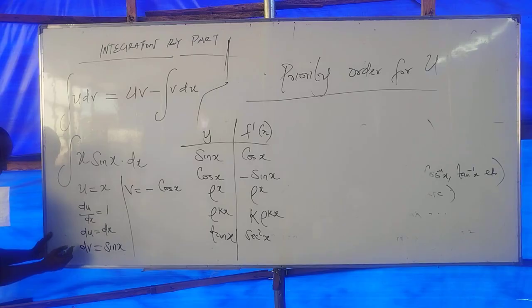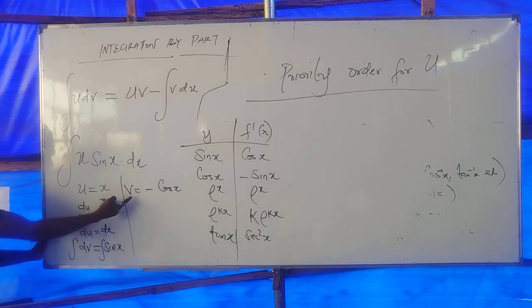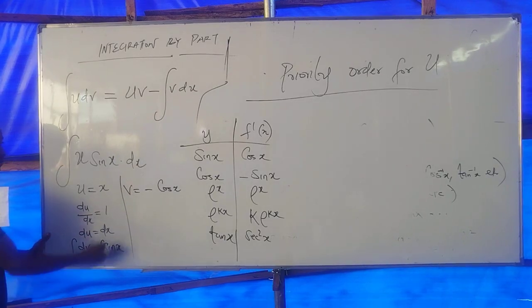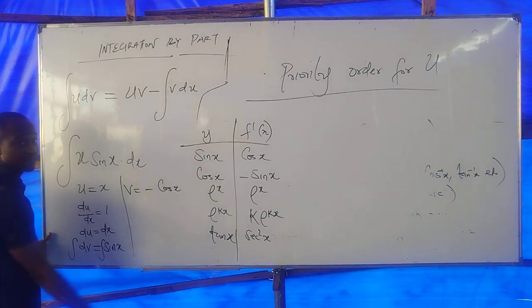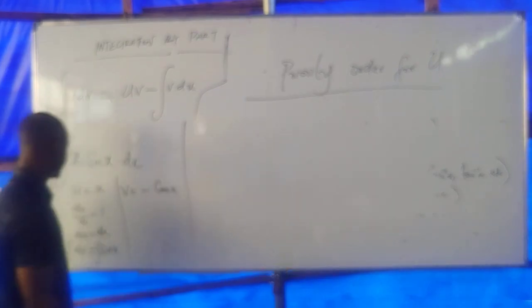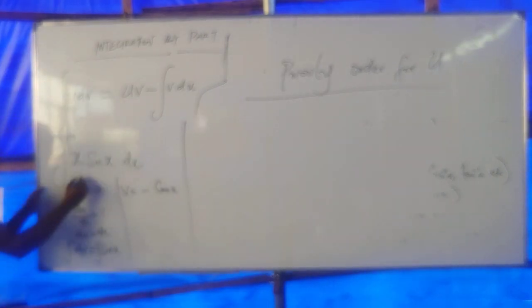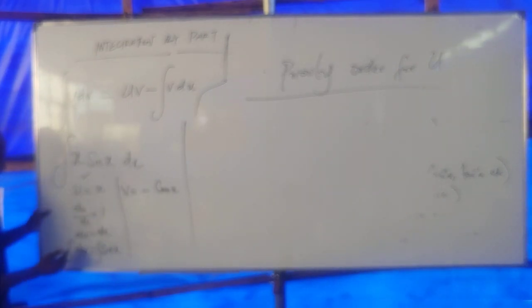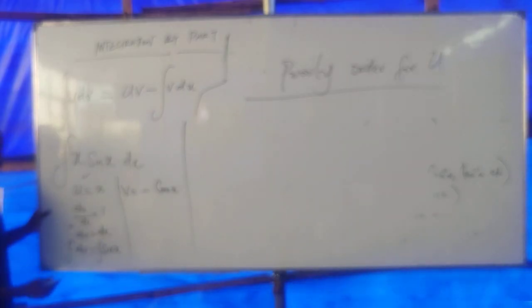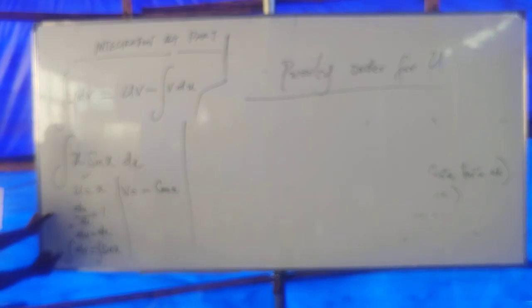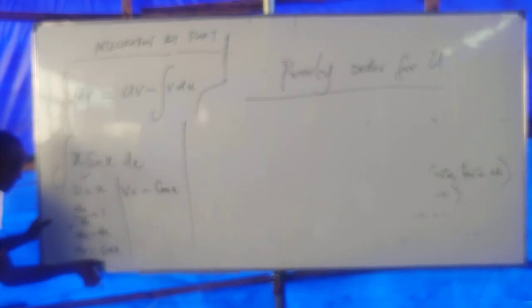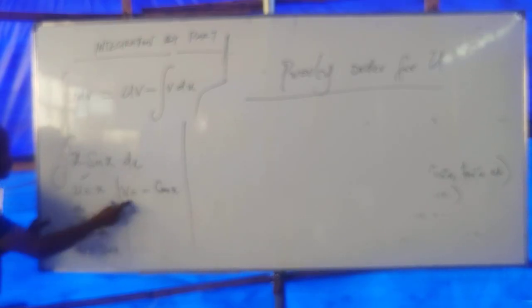How do we achieve this? We integrate both sides. The integral of dv is v. The integral of sine x is minus cos x. Is it making sense? Now we have gotten our u and our du. What again do we have? Our dv, which is sine x, and v is minus cos x.